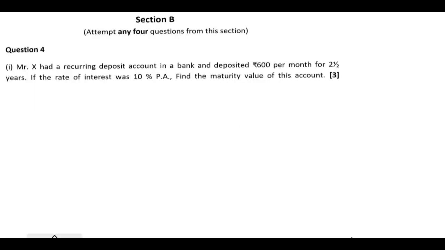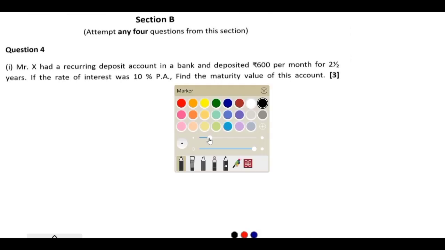Now come to section B. You have to attempt 4 questions out of 7 questions in this section. Regarding selection of questions, I have already shared some important points in the solution of the first sample paper. Today we are solving all the questions of this section.